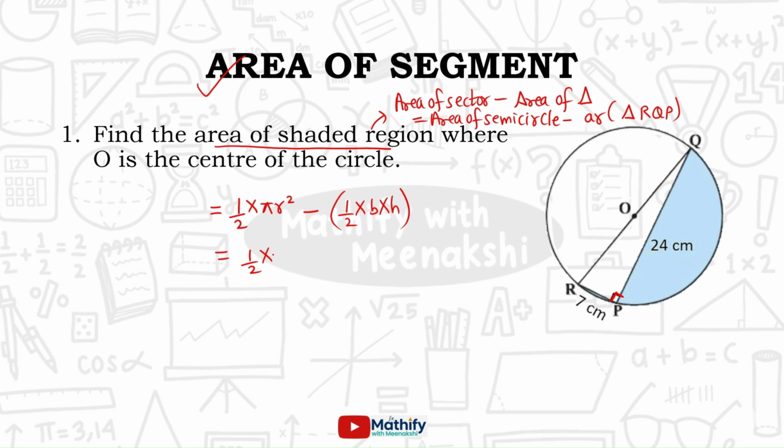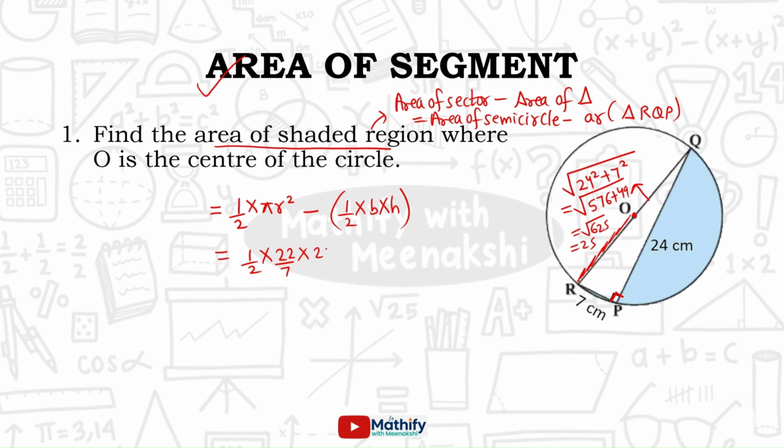Now half into 22 by 7. Now just think, what is your r? How can I find this r? This RO or OQ? It's a right angle triangle. You can use Pythagoras theorem to find your RQ. That is square root of 24 square plus 7 square. 576 plus 49. That is 625 and that is 25. If you know the Pythagorean triplet, you can directly write that's 25. So r is 25 by 2 because that's a diameter 25.